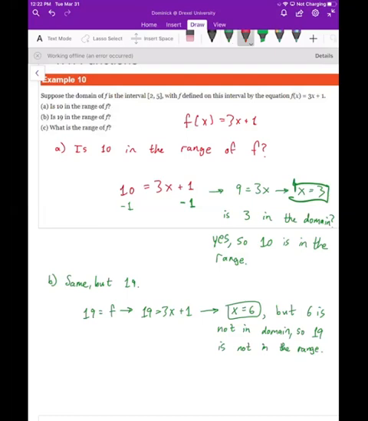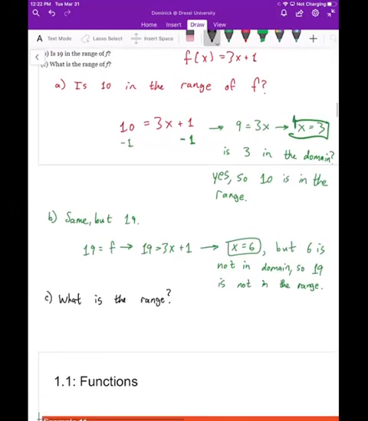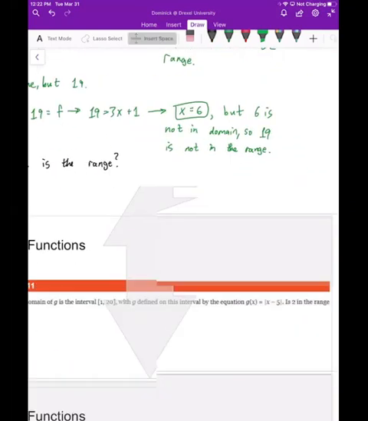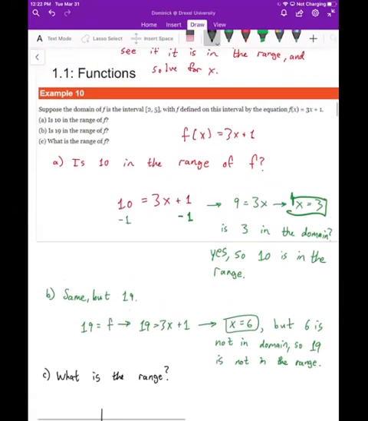Okay, now finally in part C, we want to know just flat out, what is the range? Later on we'll talk about some better methods for finding this, but in this particular example, it's not that hard to visualize what's going on with this 3x plus 1.